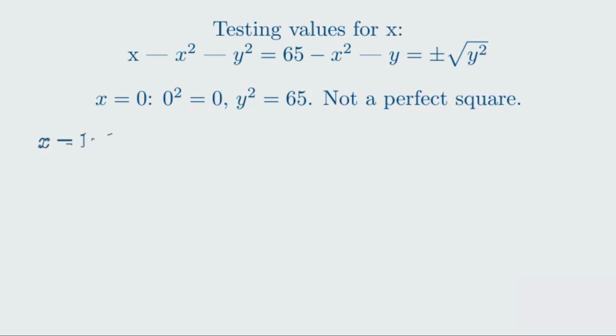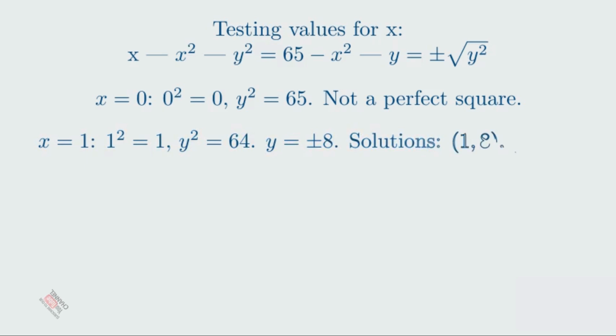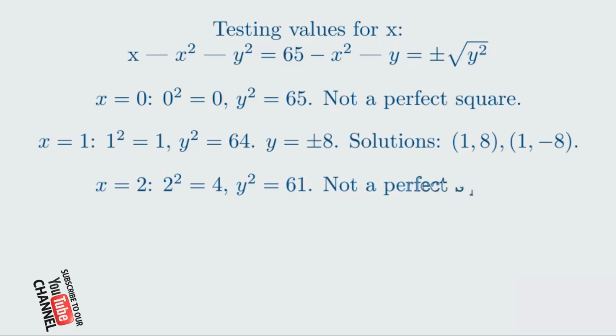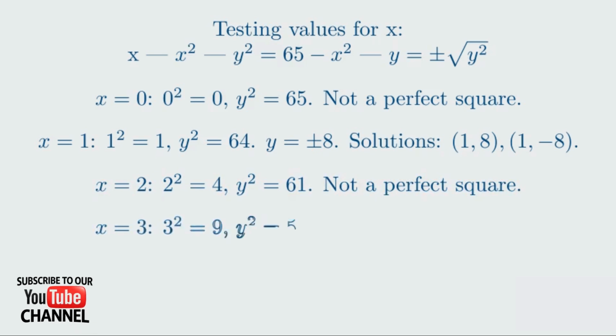Next, if x is 1, x squared is 1, y squared is 65 minus 1, which is 64. The square root of 64 is 8, so if x is 1, y is plus or minus 8. This gives us our first two solutions, (1, 8) and (1, minus 8). If x is 2, x squared is 4, y squared is 65 minus 4, which is 61, not a perfect square. If x is 3, x squared is 9, y squared is 65 minus 9, which is 56, not a perfect square. Let's continue testing our remaining values for x to find any other solutions.